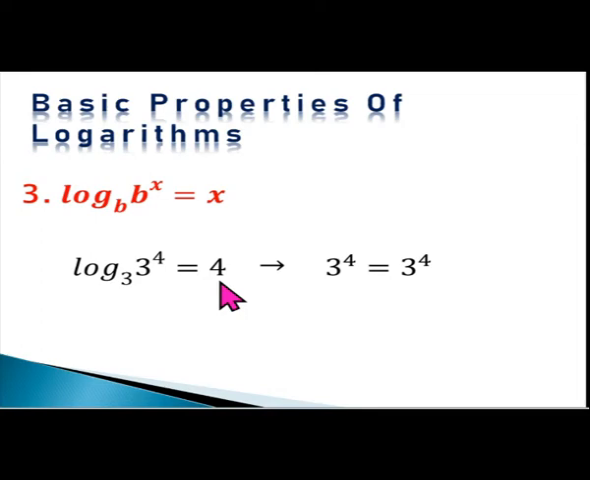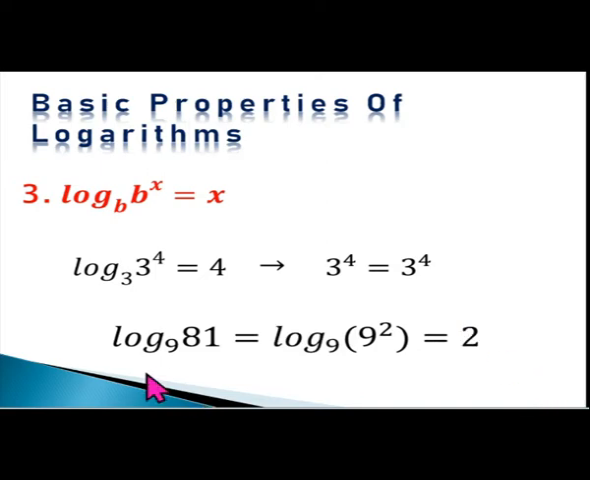When you rewrite this one into its exponential form, you will have 3 raised to 4 is equal to 3 raised to 4. Another example, the logarithm of 81 with base 9 is actually the logarithm of 9 raised to 2 with base 9, and it is equal to 2.